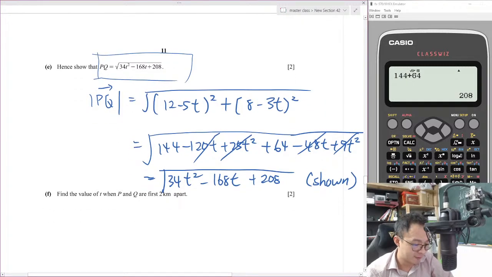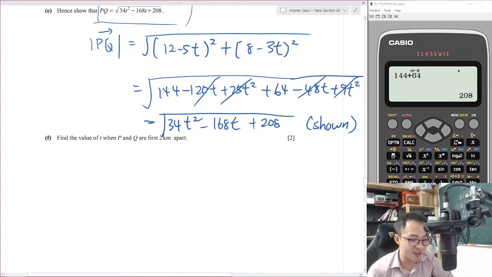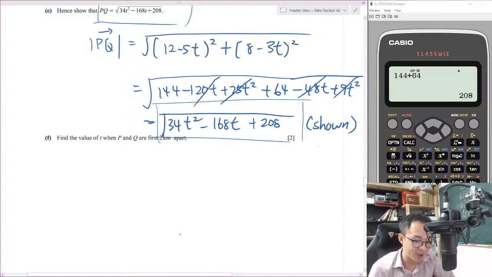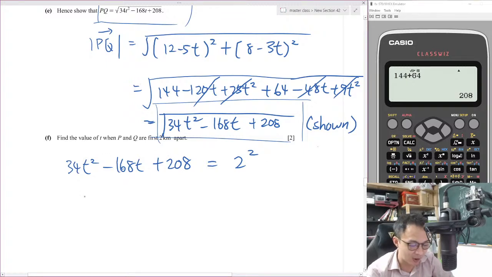Alright, find the value of t when P and Q are 2 cm apart. That means the distance of PQ right now will be 2, right? This formula is for you to find the distance of PQ, so the whole thing equals 2. So 34t squared minus 168t plus 208 equals 2 squared, because I moved the square root to the other side. And 2 squared is 4, so minus 4, this one will be 204 equals 0.